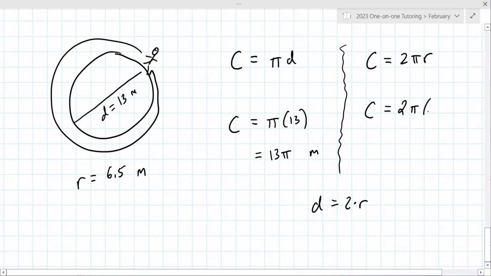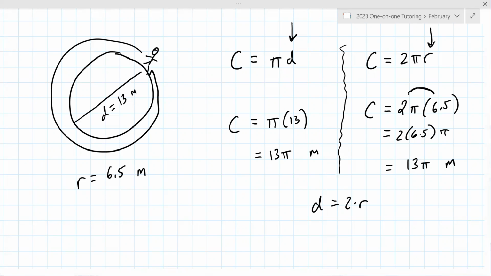So now let's use this other formula. 2 times pi times radius. Now, you can multiply the numbers. The order doesn't matter when you're multiplying. What is 2 times 6.5? 13. So do you see how you get the same answer? Yeah. So if you're given the diameter, you should use the diameter formula. If you're given the radius, you should use the radius formula. Does that make sense to you?